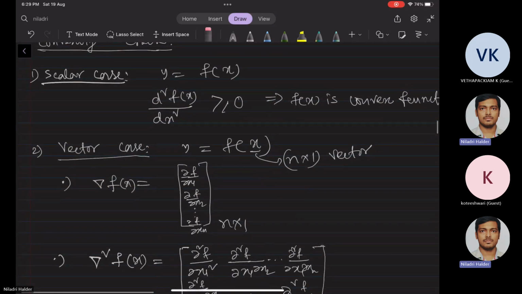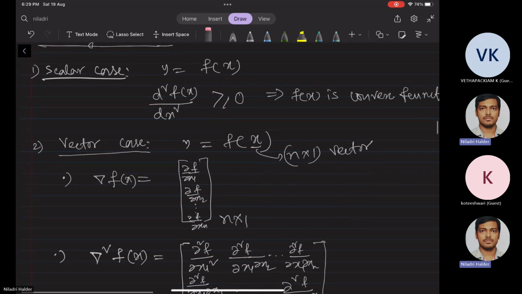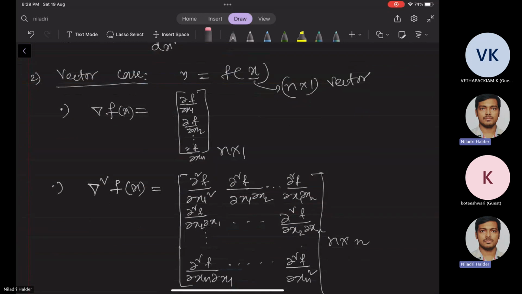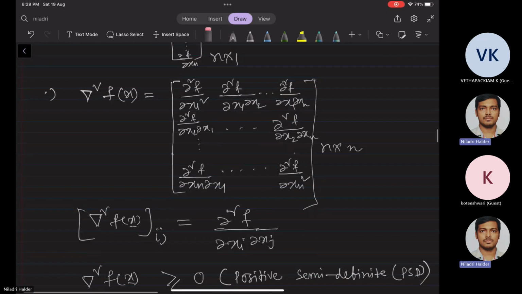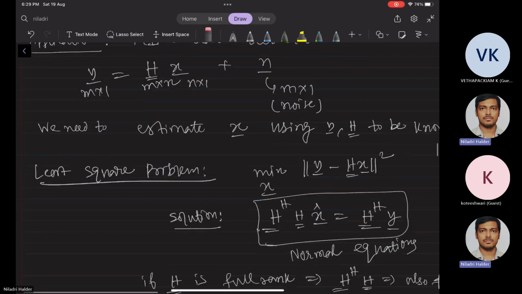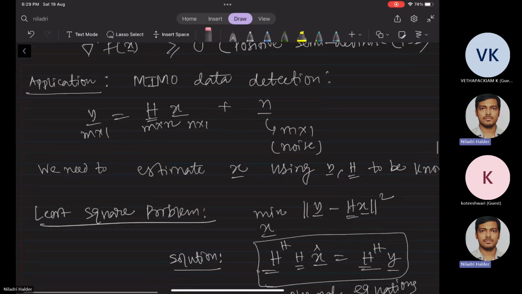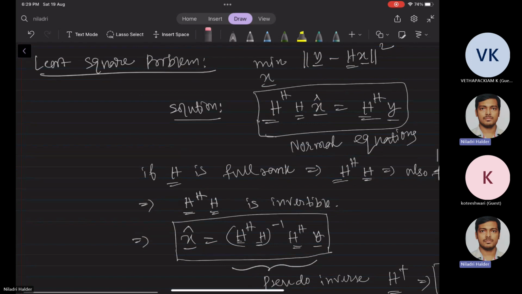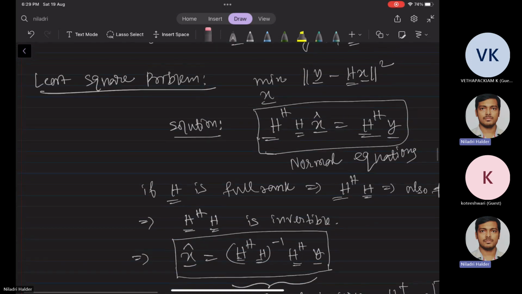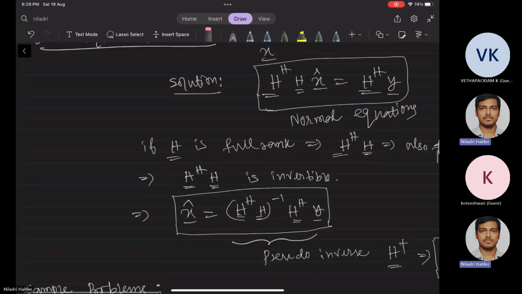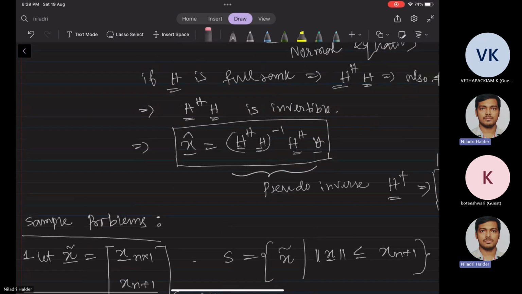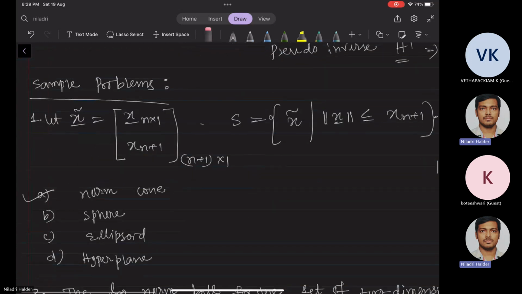For the scalar case, we need to take the double derivative of the function and show that it is greater than or equal to 0. For the vector case, we need to show that the Hessian is positive semi-definite. Then there is the application: the professor applied this to the MIMO detection problem, a least squares problem minimizing the distance between y and Hx over all x, and the solution is the least squares solution.